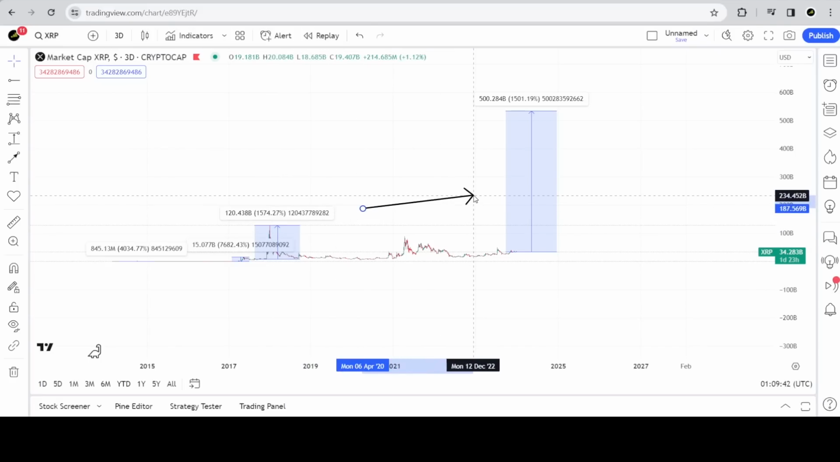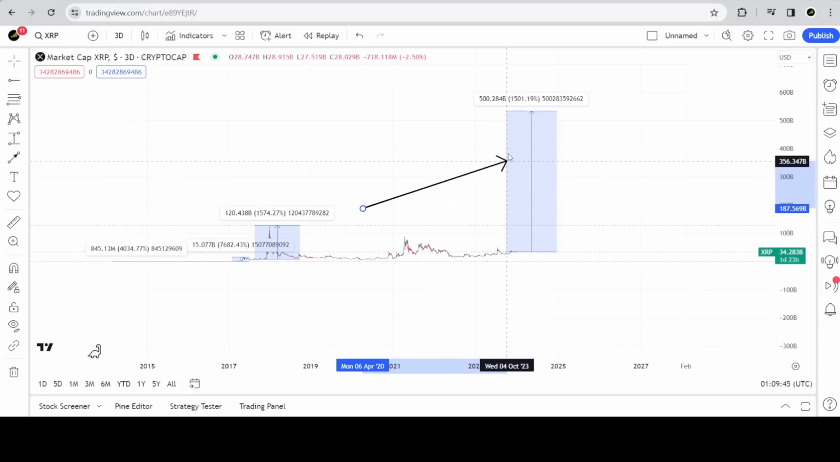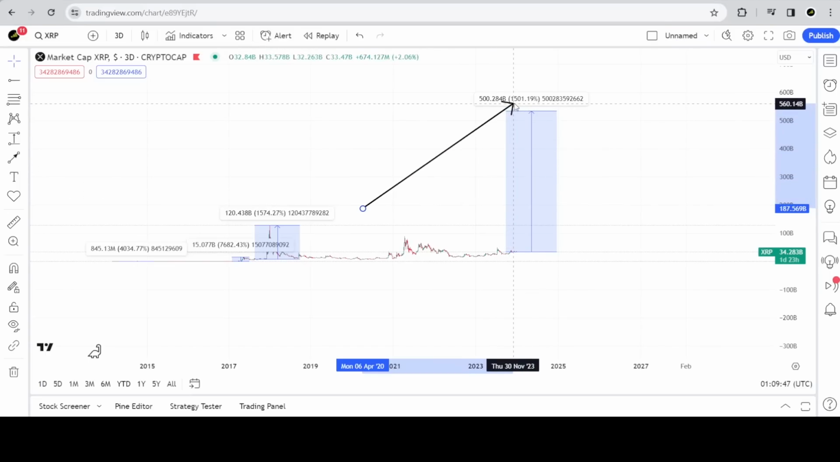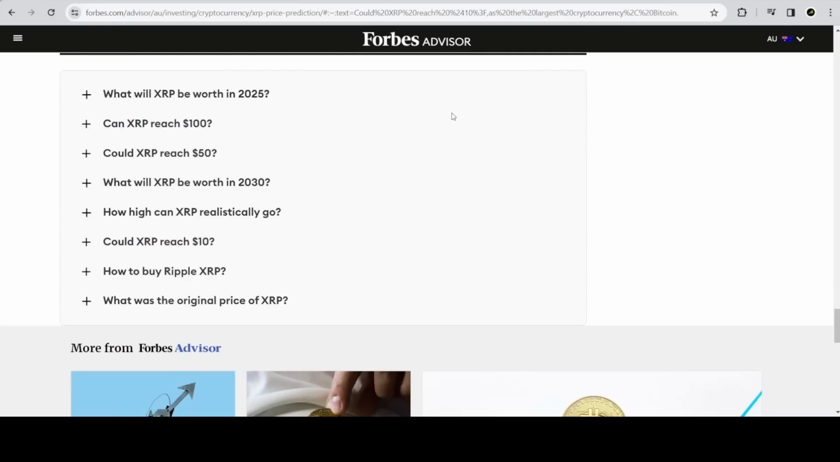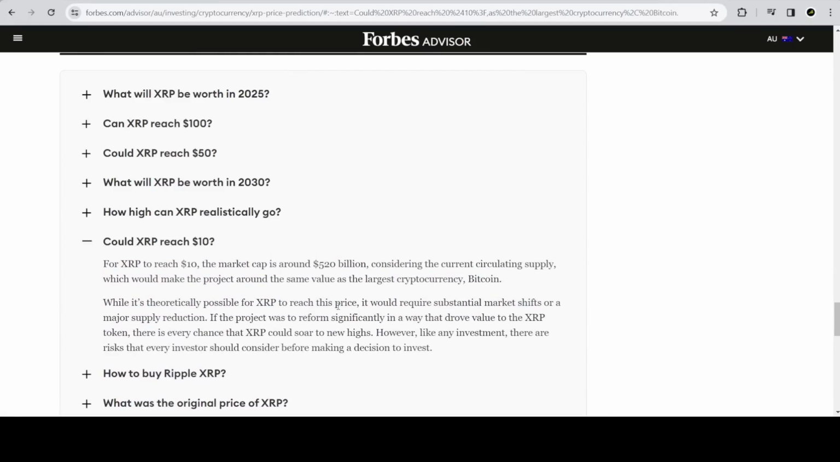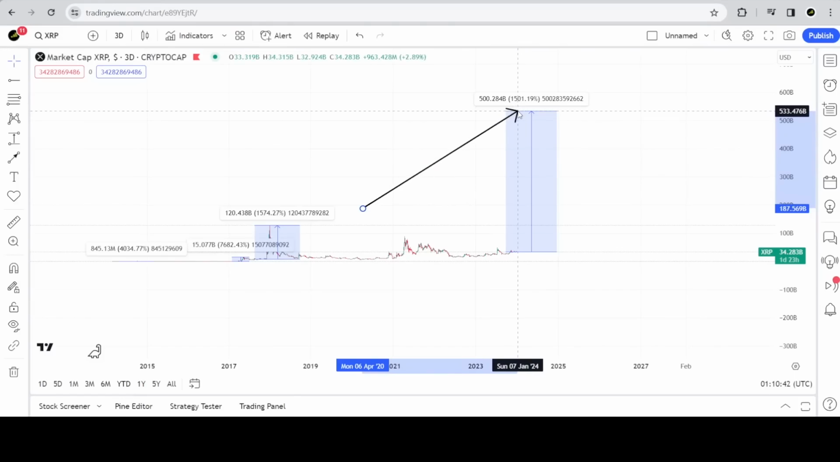I am not going to be moon boy like that. I am going to play it much more conservative. So say it went up 1,500%. That would roughly put a market cap of 530 something billion. Now, if you jump over here to Forbes.com, you can see, could XRP reach $10? If you click here, it is roughly a 520 billion market cap at a 1,500% increase. That would definitely be in that ballpark.